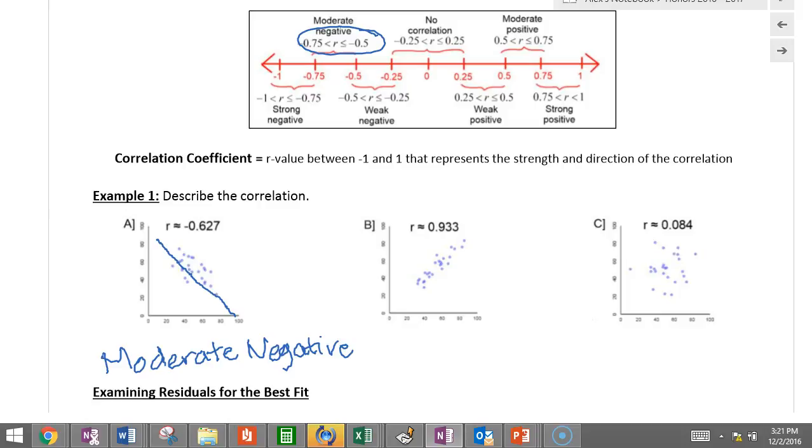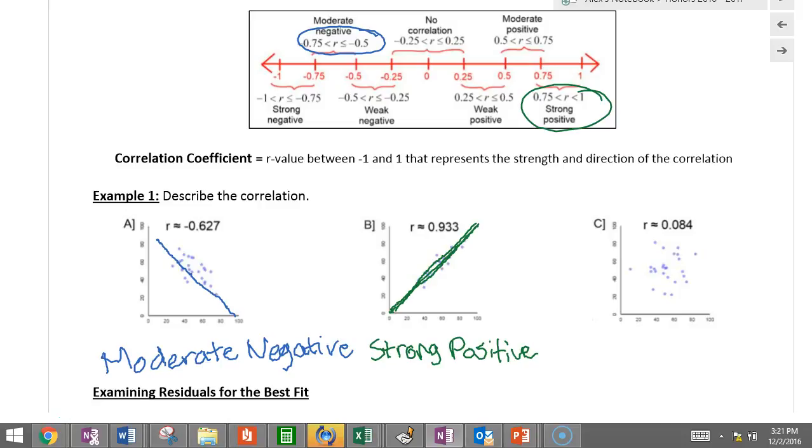If we look at B, well, B is positive, and it's really, really close to 1. So this is a strong positive correlation. And again, if I try and draw a line that goes through all these points, like that, you can see all the points are really, really close to that line. So that's really just what a strong correlation means. All the points are going to be right on top of that line. So that's a strong correlation.